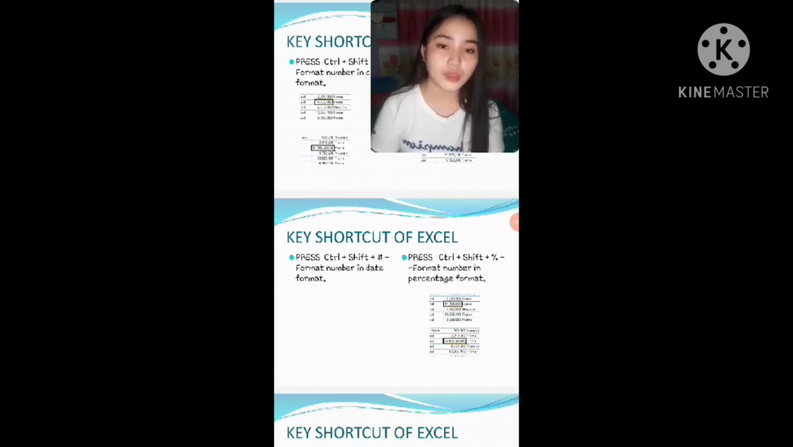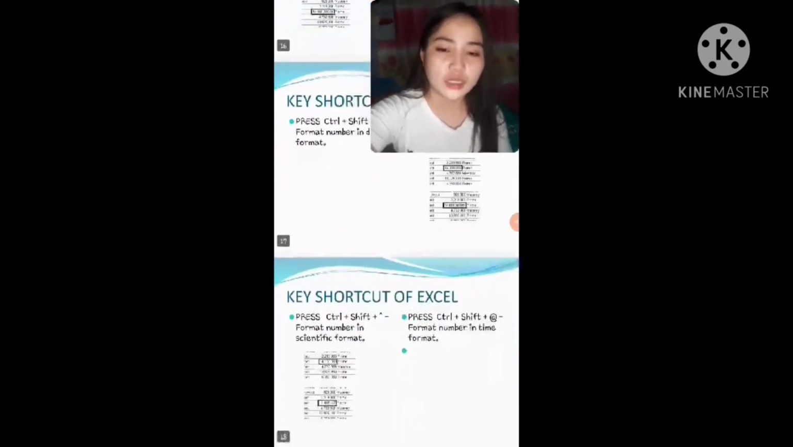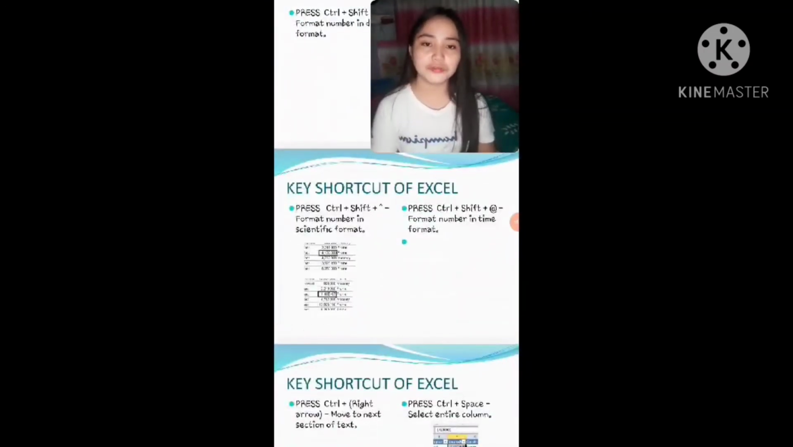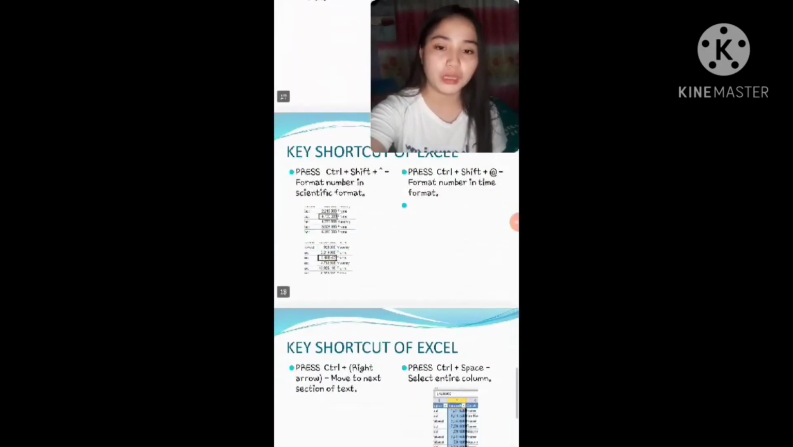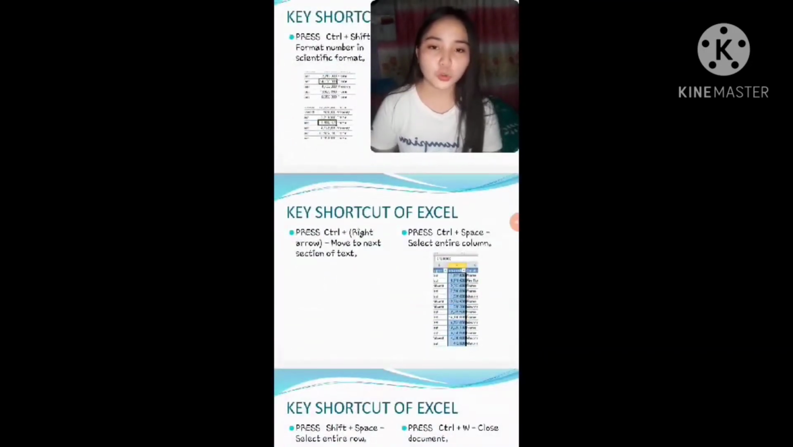The next one is press Ctrl Shift %. It will format number in percentage format. Percent is a percentage. And the next one is press Ctrl Shift. It will format in scientific format. And the next one is press Ctrl Shift at. It will format number in time format.